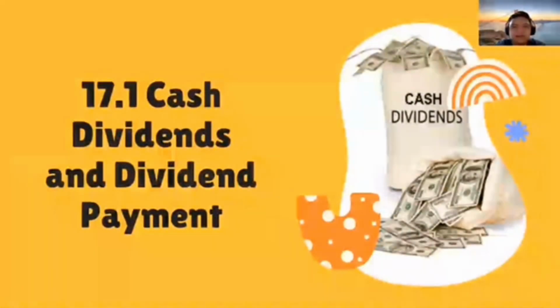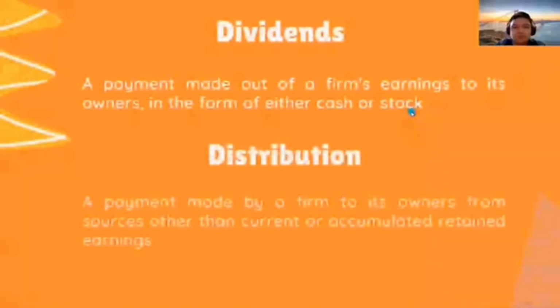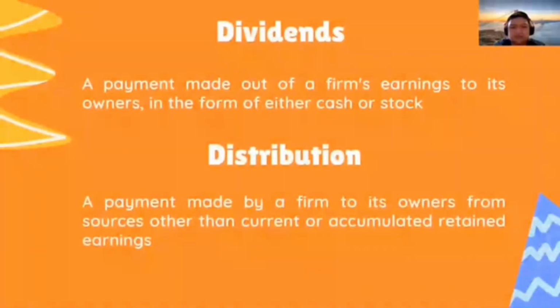So let's talk about the first subchapter, which is cash dividend and dividend payment. Let's talk about dividends and distribution. A dividend is a payment made out of firm earning to its owner in the form of either cash or stock. A distribution is a payment made by a firm to its owner from sources other than current or accumulated retained earning. So how do we differentiate dividends and distribution?